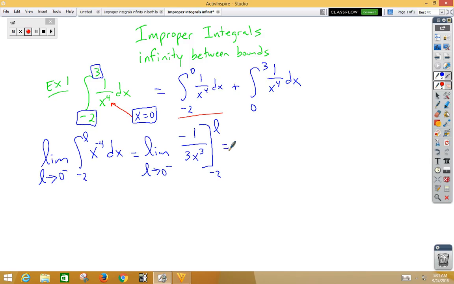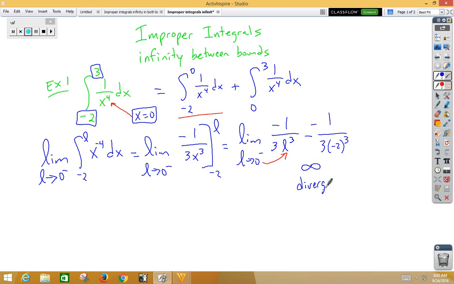So now we've got the limit as L approaches 0 from the left side of -1 over 3L cubed minus -1 over 3 times -2 cubed. Well, the front part of this is going to be our problem, because obviously if we're approaching 0 there, we're going to end up with some sort of infinity, which is going to be diverging.